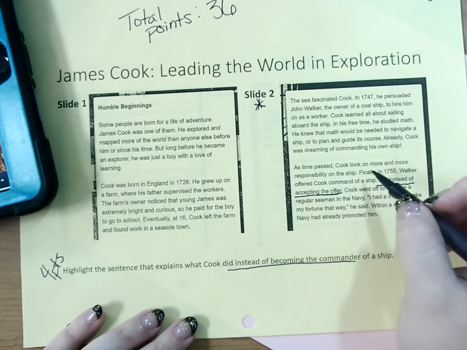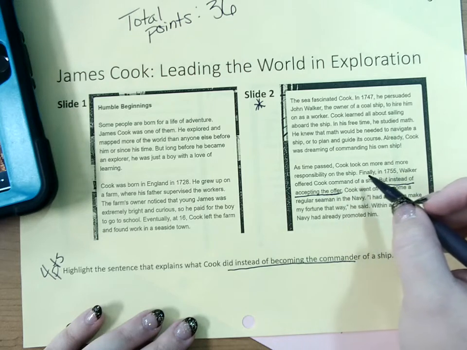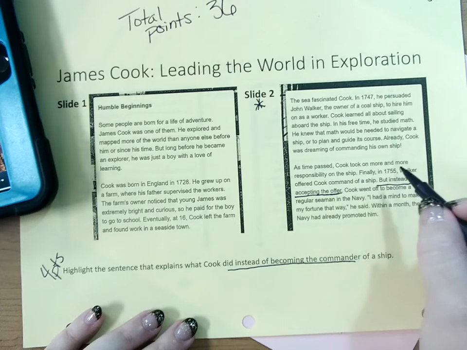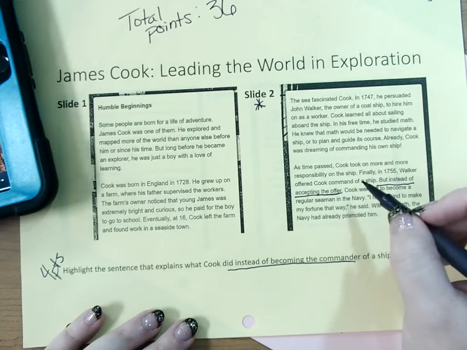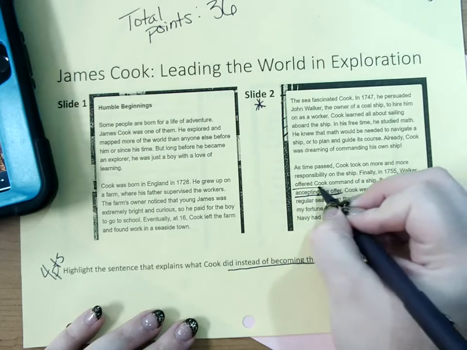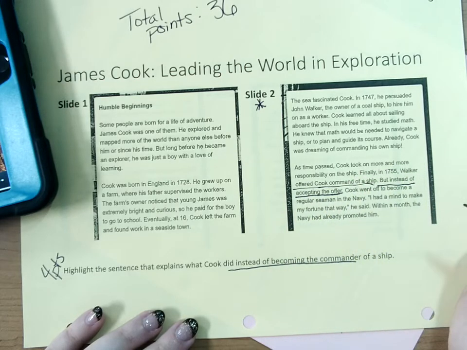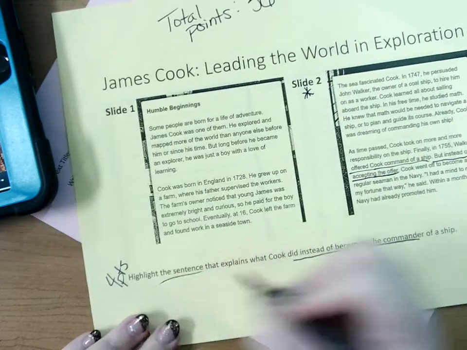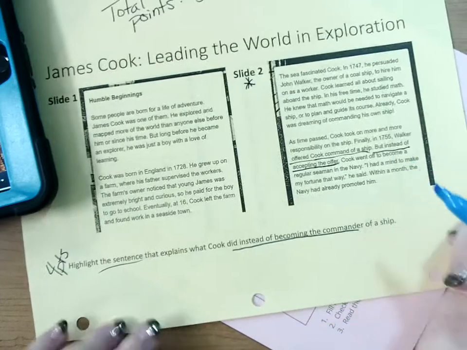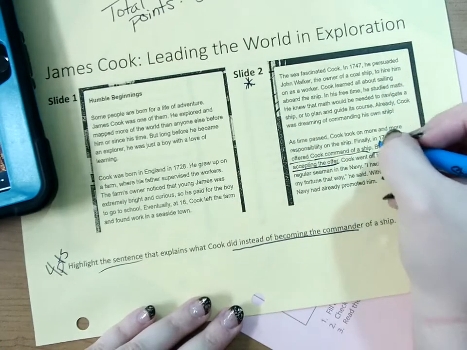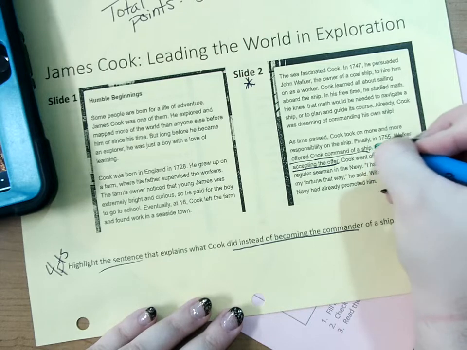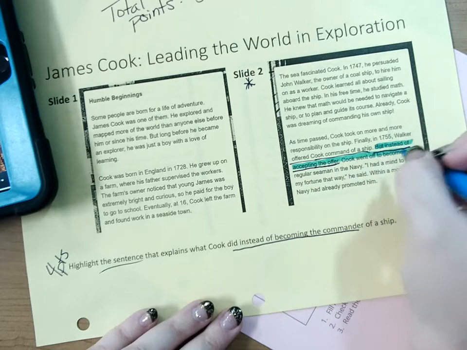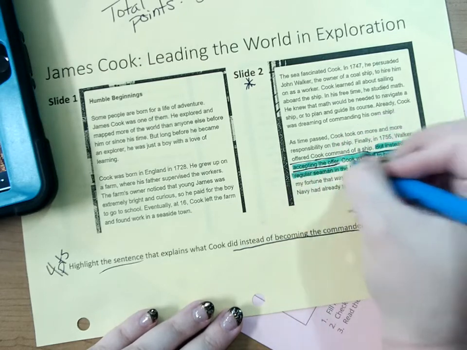It says, as time passed, Cook took on more and more responsibility on the ship. Finally, in 1755, Walker offered Cook command of a ship. But instead of accepting the offer, okay, so the offer is Cook's command of the ship. All right, so there's my sentence then, okay? It says highlight the whole sentence. So on this paper, you're going to take a highlighter or a marker or something, and you are going to highlight this sentence. Cook went off to become a regular seaman in the Navy.